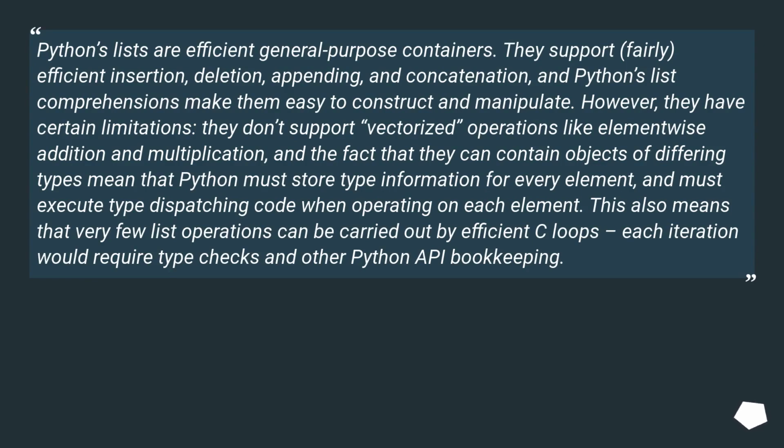They don't support vectorized operations like element-wise addition and multiplication, and the fact that they can contain objects of differing types means that Python must store type information for every element, and must execute type dispatching code when operating on each element. This also means that very few list operations can be carried out by efficient C loops. Each iteration would require type checks and other Python API bookkeeping.